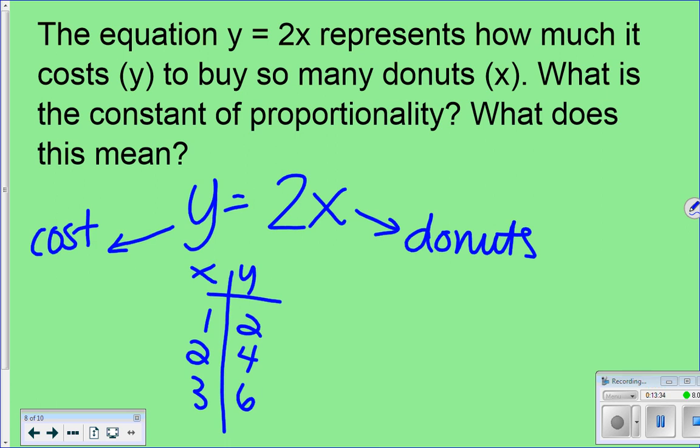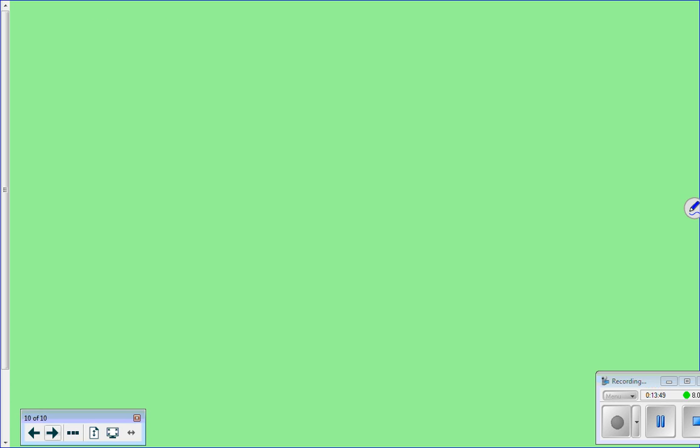Okay? Do you see how everything we've done keeps building on this? We keep going back to the constant. What's it constantly going up by? That's what we're talking about today. And we're putting it into an equation. Questions so far? Anybody have questions? Okay, so I want to show you about a graph.